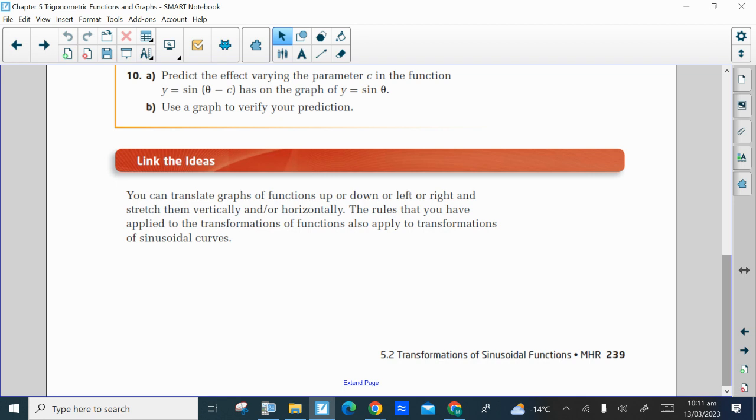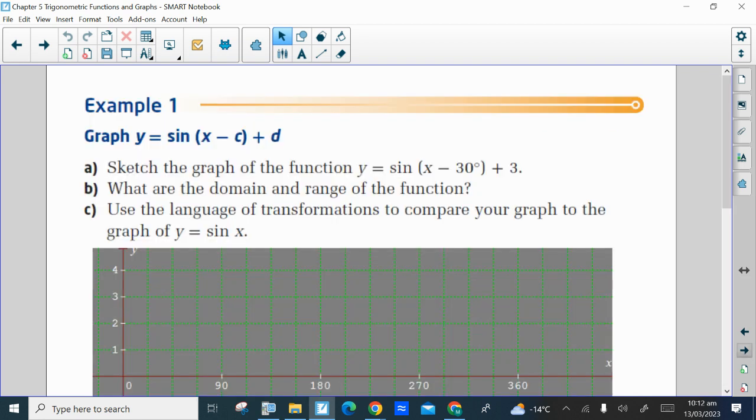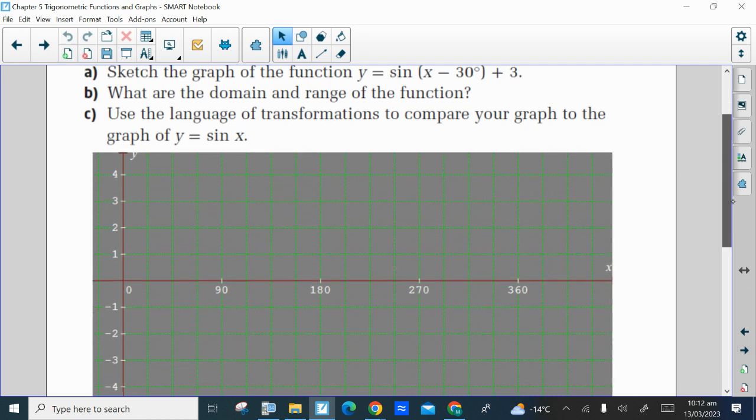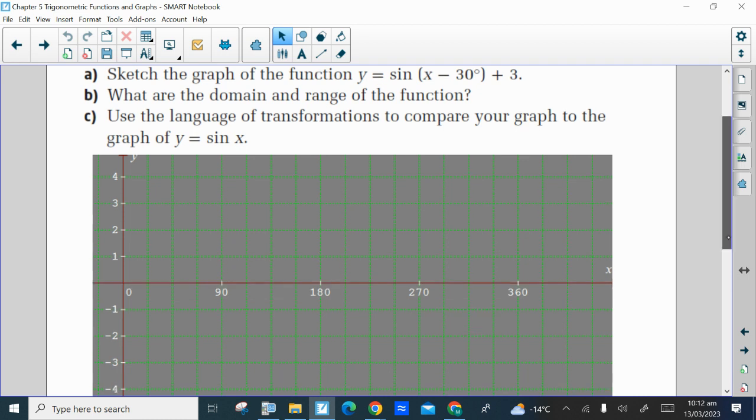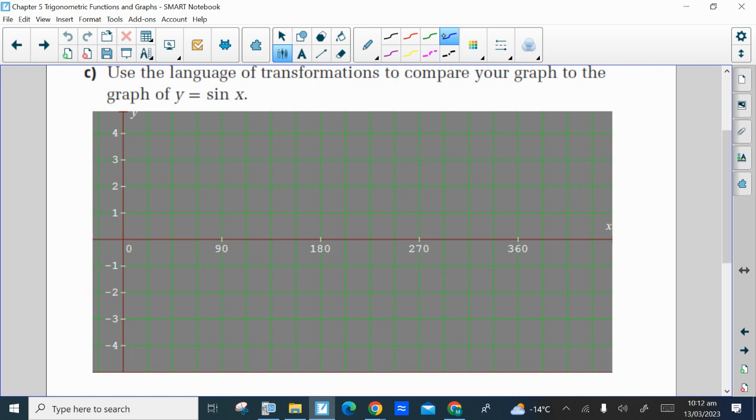So on the bottom of the next page, you can translate graphs of functions up or down, left or right, and you can stretch them vertically and or horizontally. The rules that we have applied to transformations of functions also apply to transformations of sinusoidal curves. So in this case, we're asked to sketch the graph of y equals sine of x minus 30 degrees plus 3. So this will be a transformation of y equals sine x, which will start with our base graph.